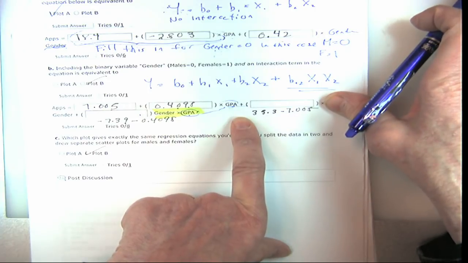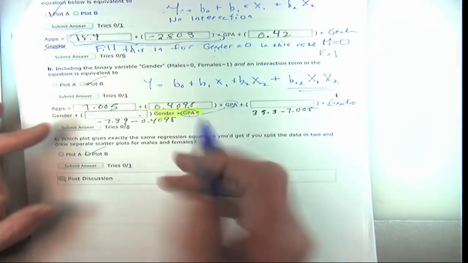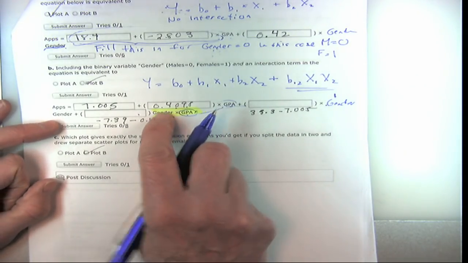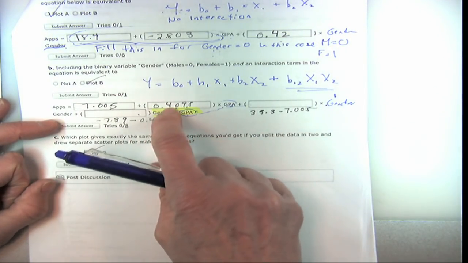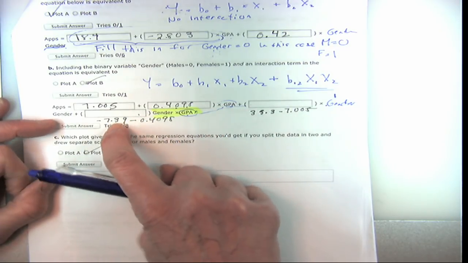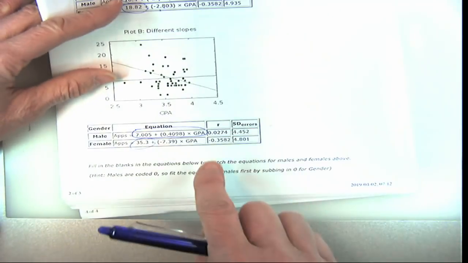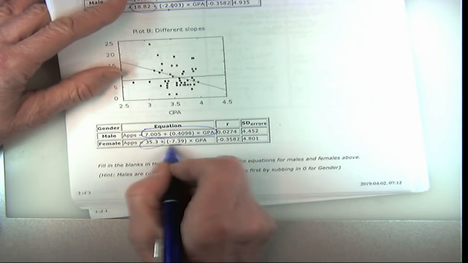So I didn't even do the math out, but that's what it's going to be. Then I'll end up with 35.3. Same here. When I put a 1 in for gender, the gender is going to disappear, and this is going to be the difference, what I want to get. Okay, apparently I want negative 7.39. Let's see if that's true. Yes, this is what I want my equation to be.